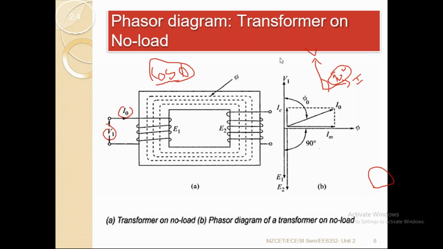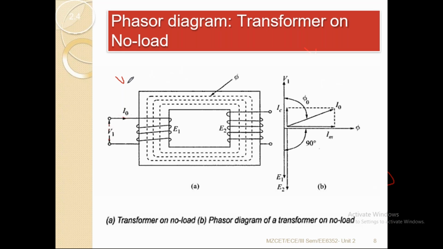Now, while solving and drawing the phasor diagram, we need to know the different parameters. What are the parameters? V1, E1, and V2 is 0. Why? Because we are connecting on no load condition. So here it is open circuit, so there is no voltage drop across the load. That's why V2 equals 0.